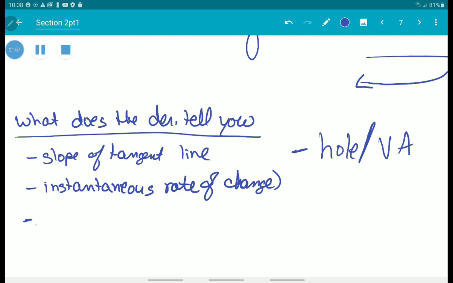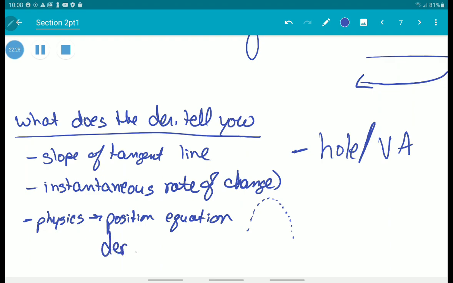And then if we're talking about physics, you can talk about the position of something in terms of an equation. I'll call it a position equation. Think about when you take a ball and you throw it up in the air. What goes up must come down on Earth, so it is a quadratic shape. We could model that as what I could call a position equation. If we take the derivative of that, that actually gives us the velocity.